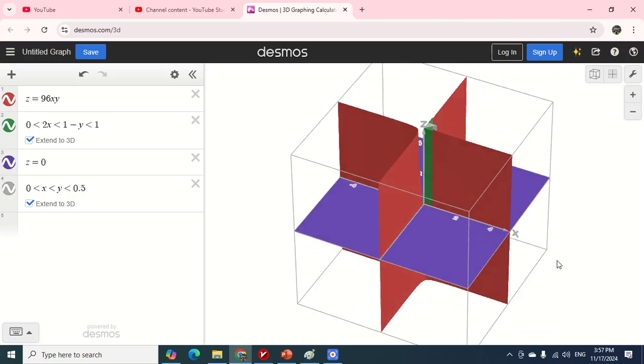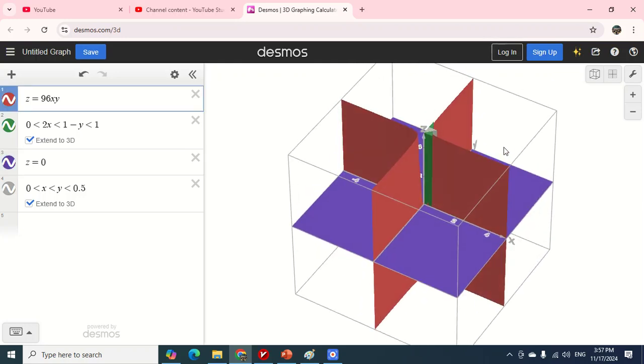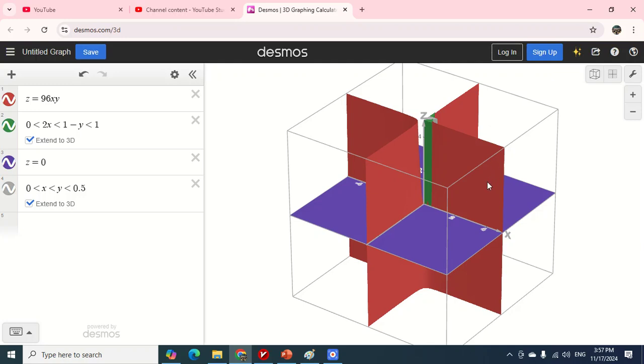So you can see the shape of that function as well, and the more examples you solve, the better you get at this concept. I hope that you understood the concept of the double integral and the joint probability distribution for continuous random variables today.